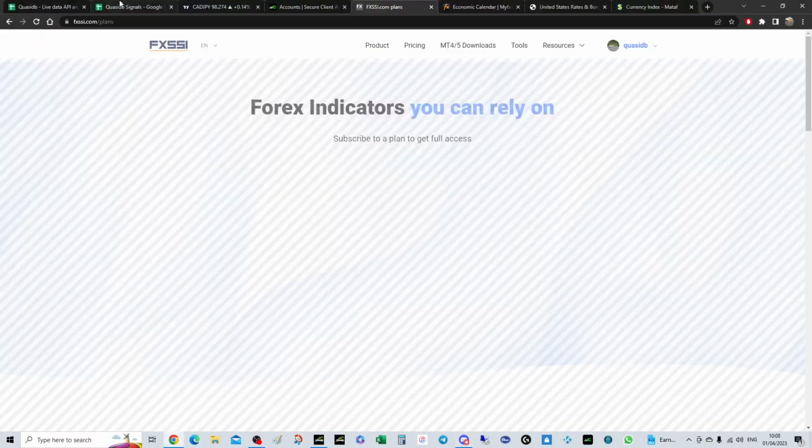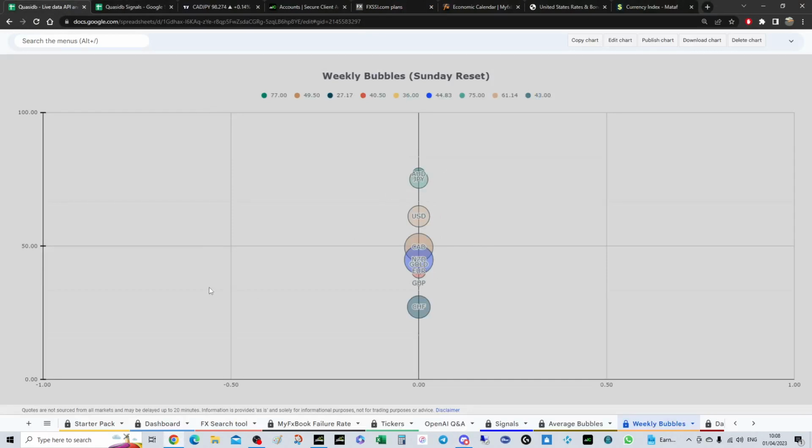So you come to our spreadsheet. Really, it's just a quick video to tell you that there's two aspects to the QuasiDB in that we get signals. So we're using the bubbles. This is our trade of the day. So let's say the pound comes over here, makes it a buy. Let's say the dollar comes over here, it makes the USD a sell. So then you're looking for buy on pound, sell on USD. So you're looking for a cable long, so pound USD long. So that's one aspect to the QuasiDB service.